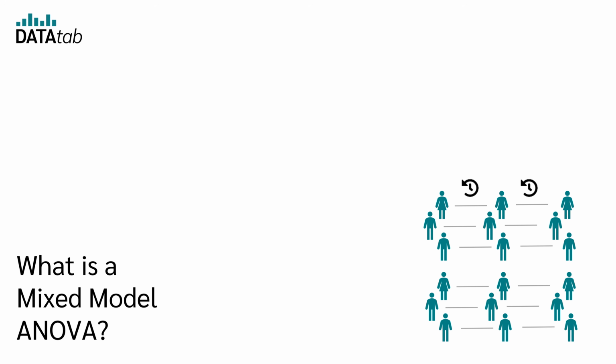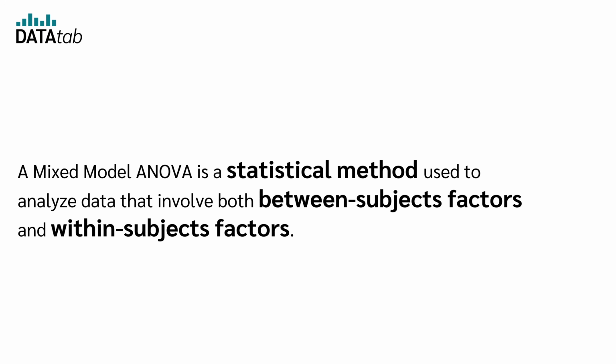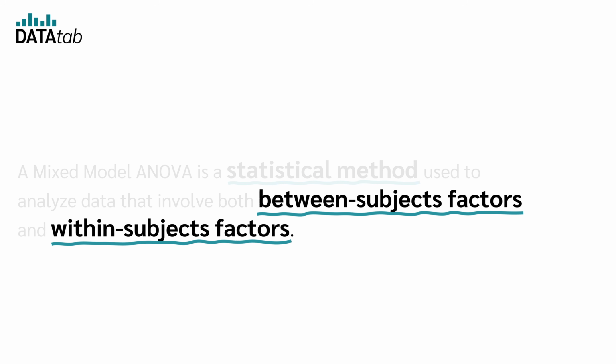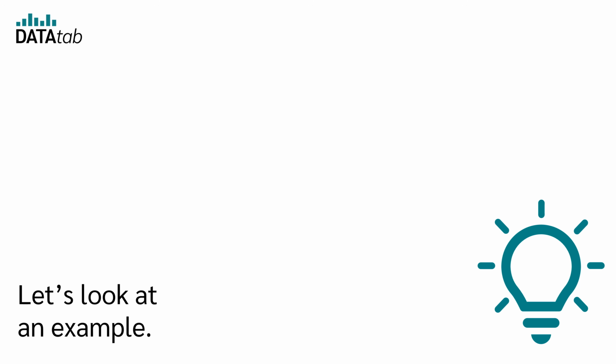What is a mixed model ANOVA? A mixed model ANOVA is a statistical method used to analyze data that involves both between subject factors and within subject factors. But what are between subject factors and within subject factors? Let's look at an example.